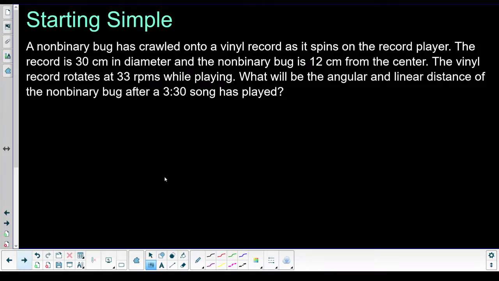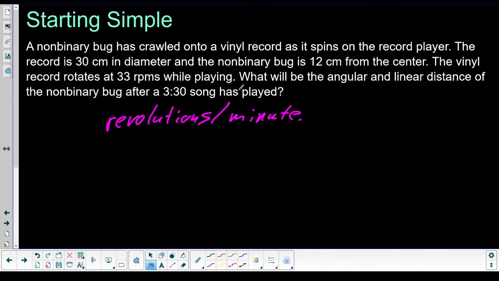So what we have is a non-binary bug, very similar to a ladybug, but I figured to myself, if they're non-binary ladies people, why not bugs? So anyway, a non-binary bug. We'll figure out how to draw that in a second. Has crawled onto a vinyl record as it spins on the record player. The record is 30 centimeters in diameter, and the non-binary bug is 12 centimeters from the center. The vinyl record rotates at 33 RPMs, which is revolutions per minute.